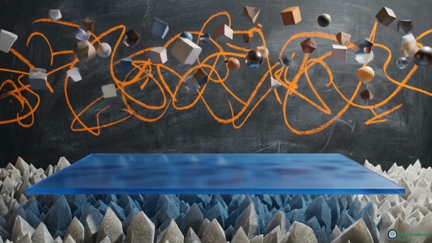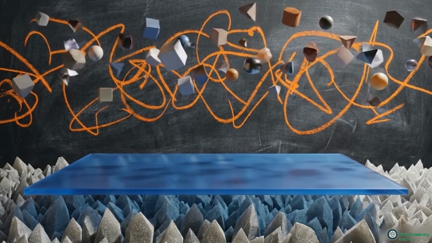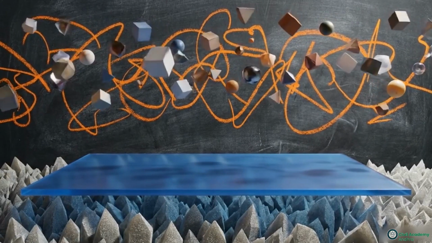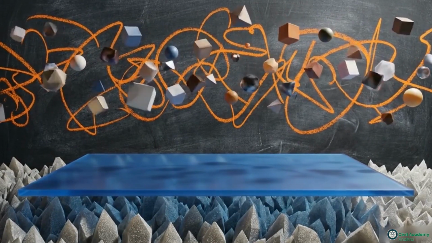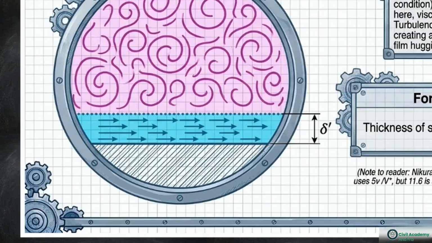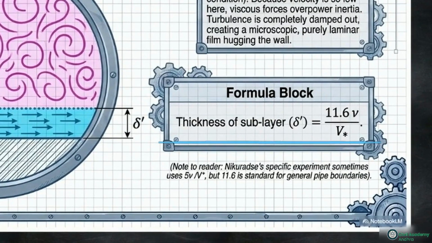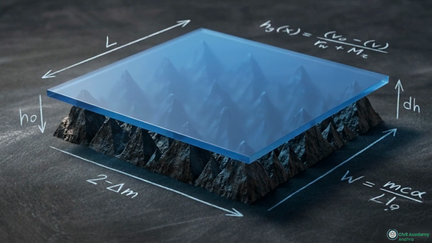While the core is turbulent, we must look at the boundary wall. Here, the fluid velocity drops to zero due to the no-slip condition. Near the wall, velocity is so low that viscous forces overpower inertia, creating a microscopic, purely laminar film hugging the boundary. The formula for this sublayer's thickness reveals an inverse relationship. Faster core flows mean thinner films. Pipe classification depends entirely on how the physical roughness peaks of the wall interact with this microscopic laminar sublayer.